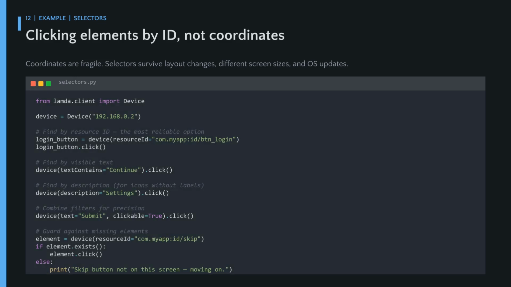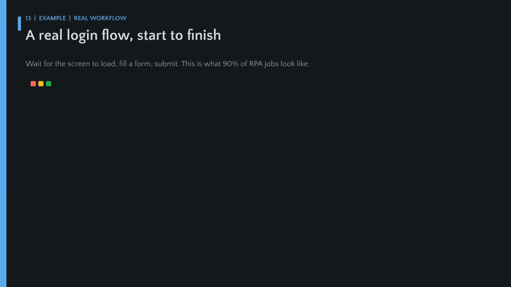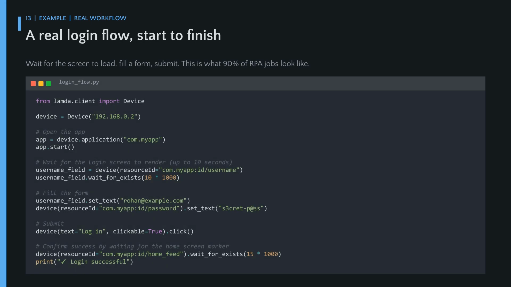Use "element.exists" to guard against missing elements. Here is an example of a real login flow, which represents most RPA jobs. The script opens an application, waits for the login screen, fills in the username and password fields, and clicks the login button. Success is confirmed by waiting for an element on the home screen to appear.